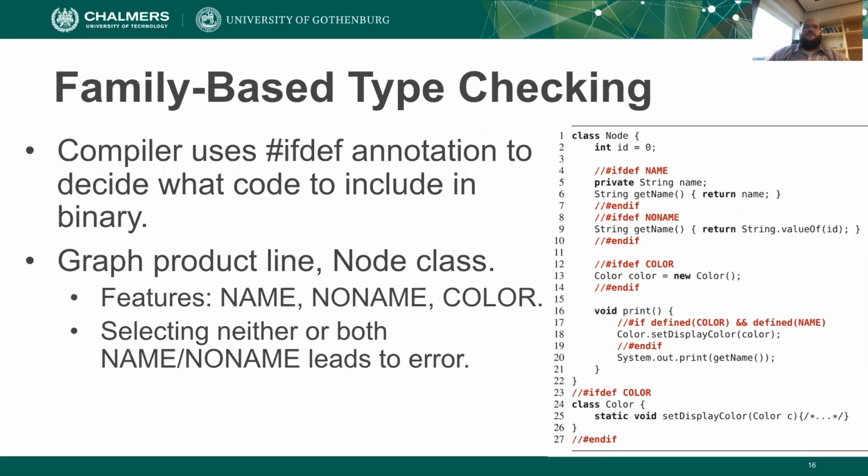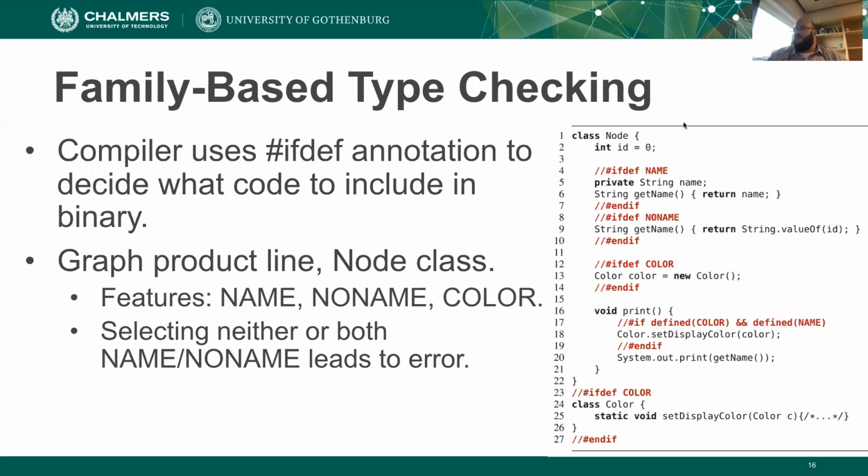So we can look at what's called family-based type checking. We can look at this in terms of these preprocessor-based implementations with these ifdefs, and we'll keep talking about that as we get into implementation. So again, this is where we include special annotations in the code, and the compiler is going to look at those and decide what to actually compile into the product. The compiler reads these annotations in when parsing the code, but only includes the code fragments in the compiled binary based on our selected features.